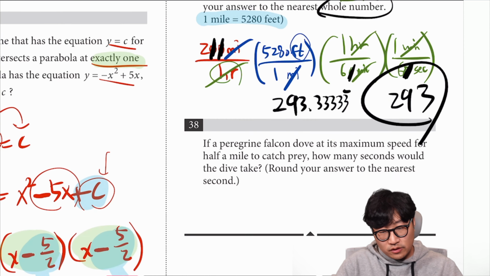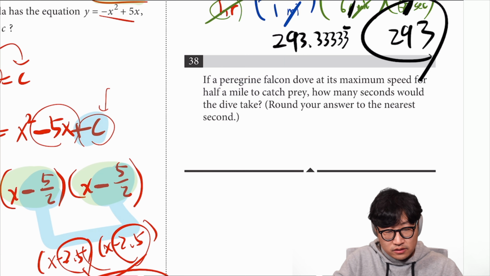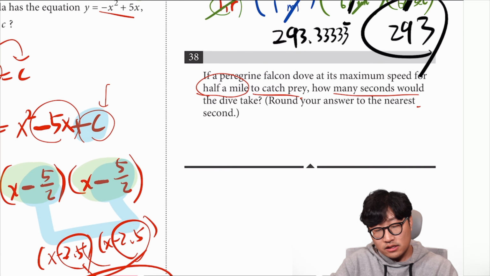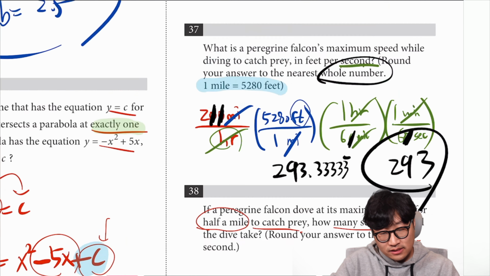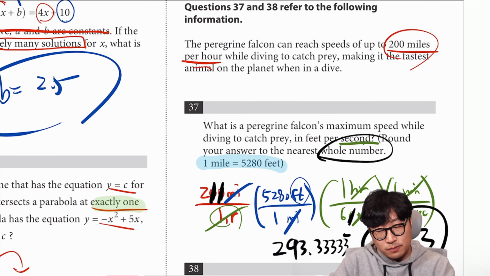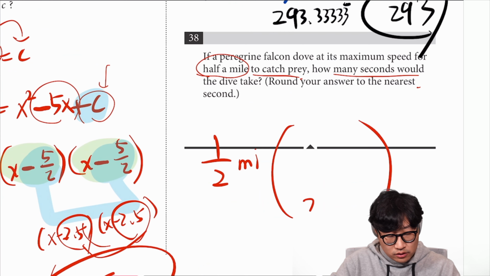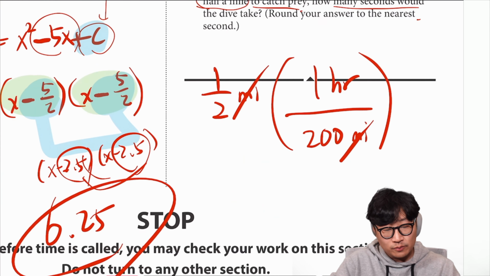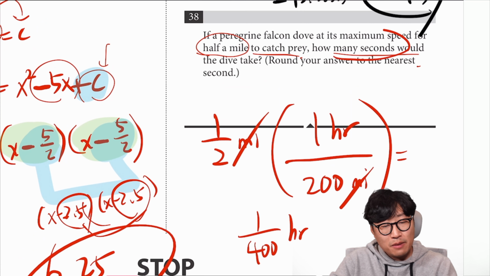All right, last one, number 38. If a Peregrine Falcon dove at its maximum speed for half a mile to catch prey, how many seconds was that? So half a mile. And how fast is it going? It's going 200 miles per hour. So there you have it. Well, 200 miles on the bottom, 1 hour on the top, so the miles will cancel. So when you do that, that gives you 1 over 400 hour. Are you done? No. How many seconds, right? You have to convert that into seconds.